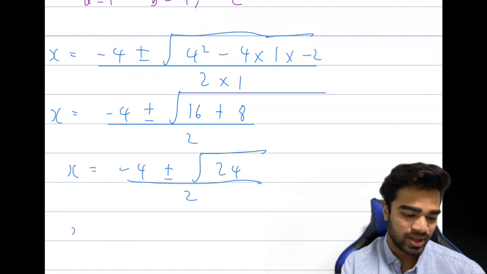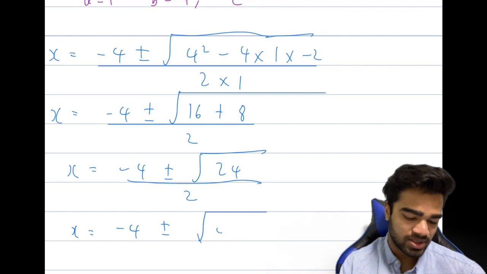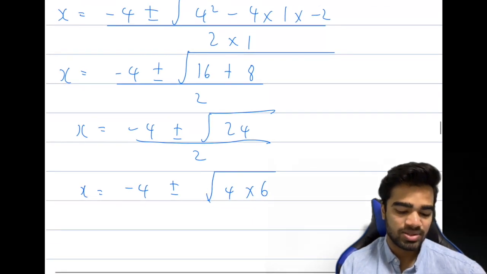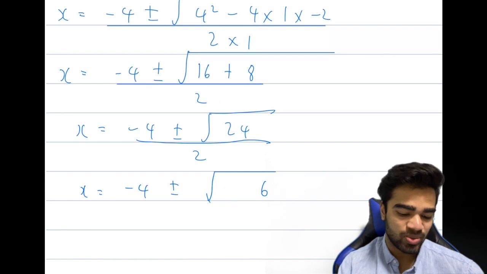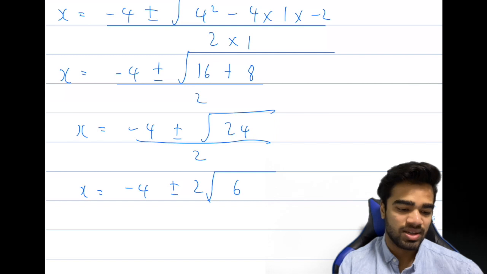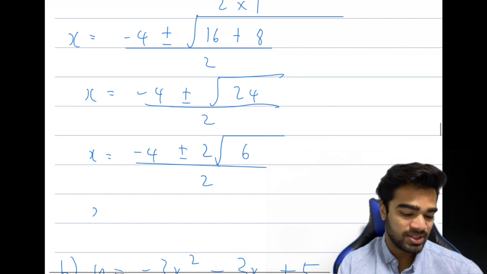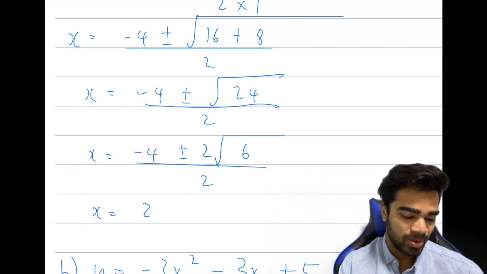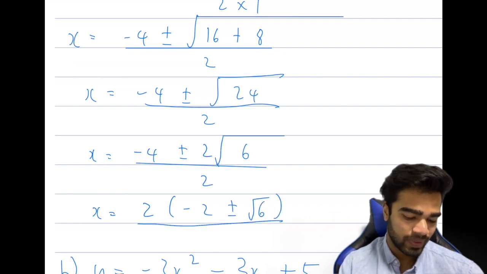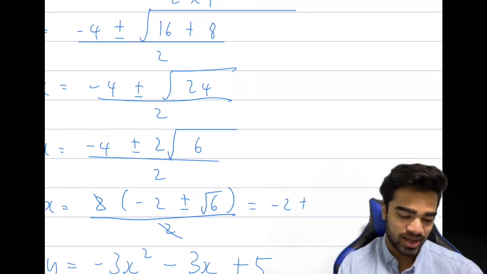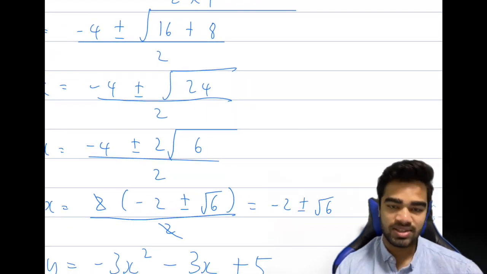So root 24, how can you simplify it? It's going to be the same as the square root of 4 times 6. So root 4, I can take out by square rooting 4. The square root of 4 is 2. So you're going to be left with 2 root 6. So root 24 simplified, over 2. Now we're going to do the same thing we did previously, which is factorize the top. So I'm going to factorize 2 out: 2 times (-2 plus or minus square root 6), all divided by 2, and then I can cancel out the 2's. So all I'm left with is -2 plus or minus square root 6.